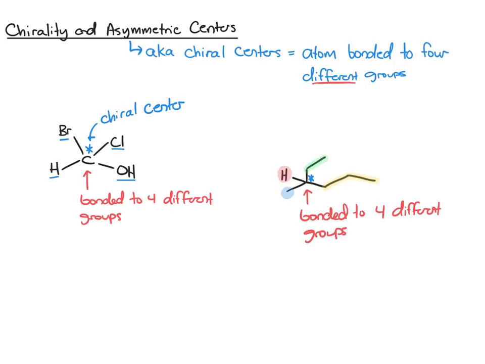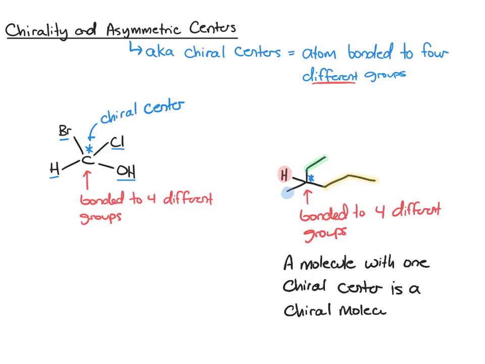All right, one other term that we can take in here: a molecule with 1 chiral center is a chiral molecule. Now there's going to be other things that fall into this class of chiral molecules, but one thing you can always take is if you have 1 chiral center, the molecule will be chiral. Let's look at one other example.